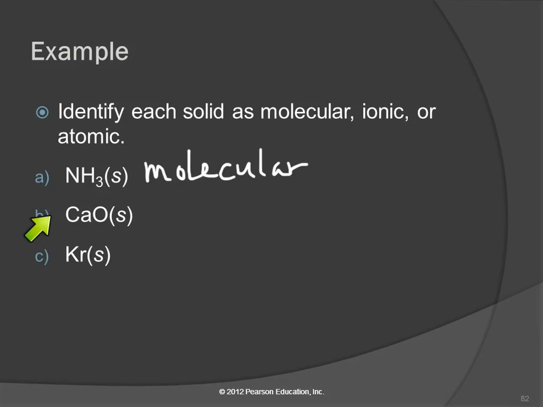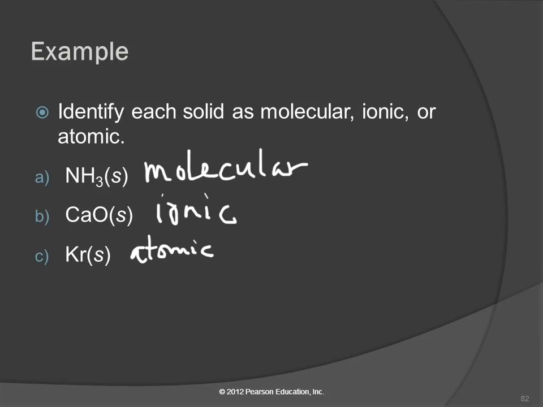How about calcium oxide? That's ionic. The first element is a metal. We would name it using the rules for ionic compounds, and the kind of solid is ionic as well. How about krypton? It's going to be atomic. Krypton is an element. It's all by itself. So the individual particles are going to be atoms.